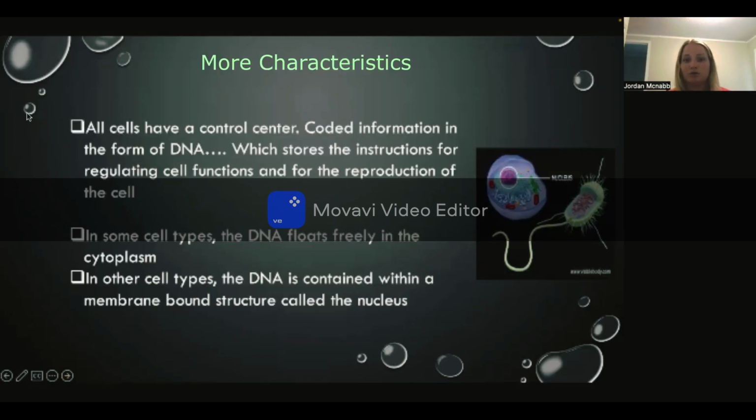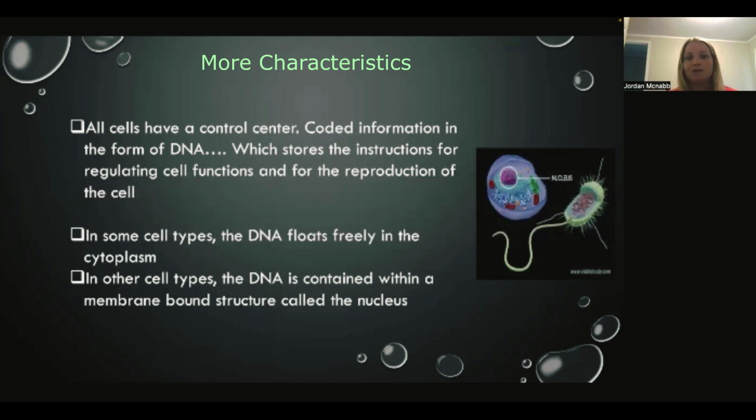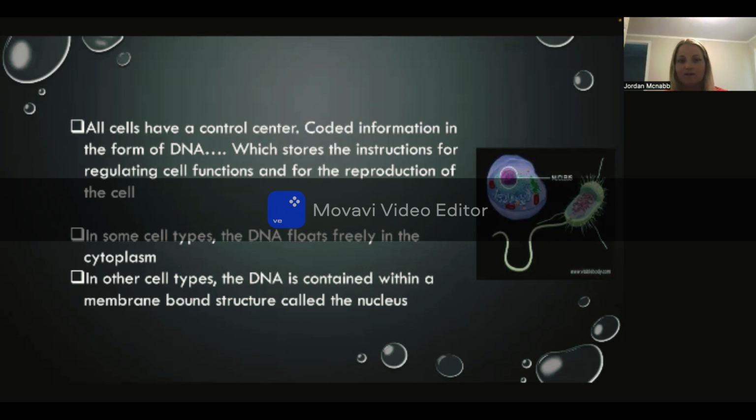All cells have a control center, coded information in the form of DNA, which stores the instructions for regulating cell functions and for the reproduction of the cell. In some cell types, the DNA floats freely in the cytoplasm. In other cell types, the DNA is contained within a membrane-bound structure called the nucleus.